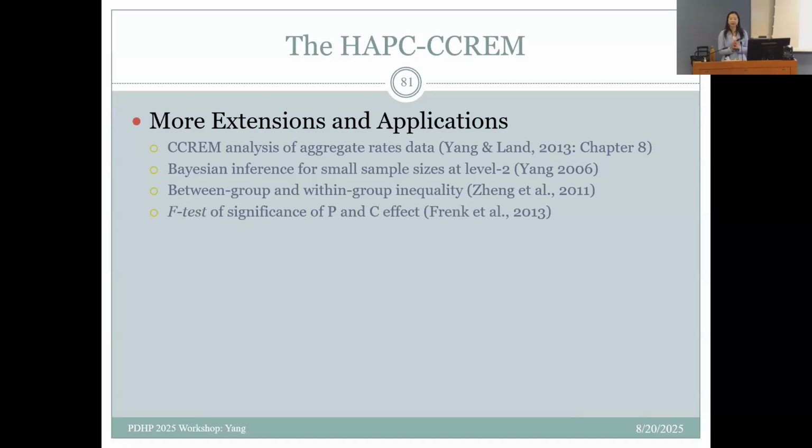Further, one can conduct an F-test, which is the most exact test for level 2 variance components, especially when the sample size at level 2, the number of Ps and the number of Cs, is small. The F-test is preferred to the Z-test. That can give you a better test of the significance of period and cohort effects.